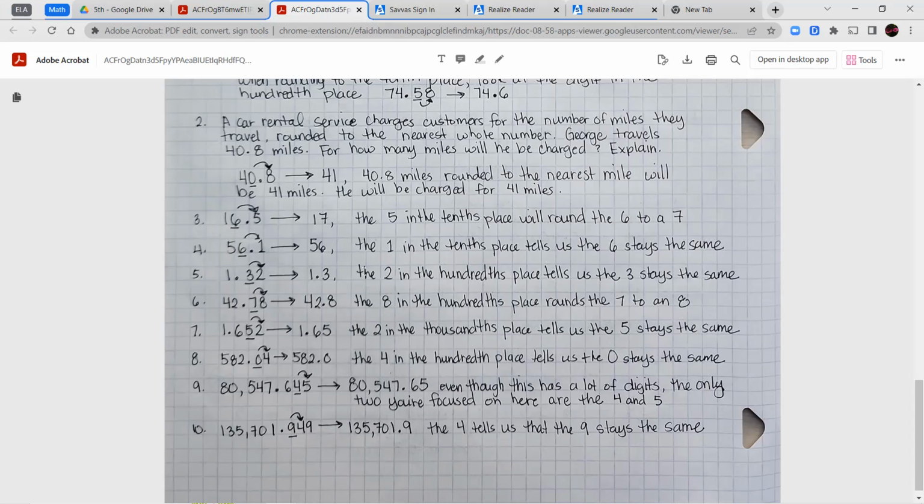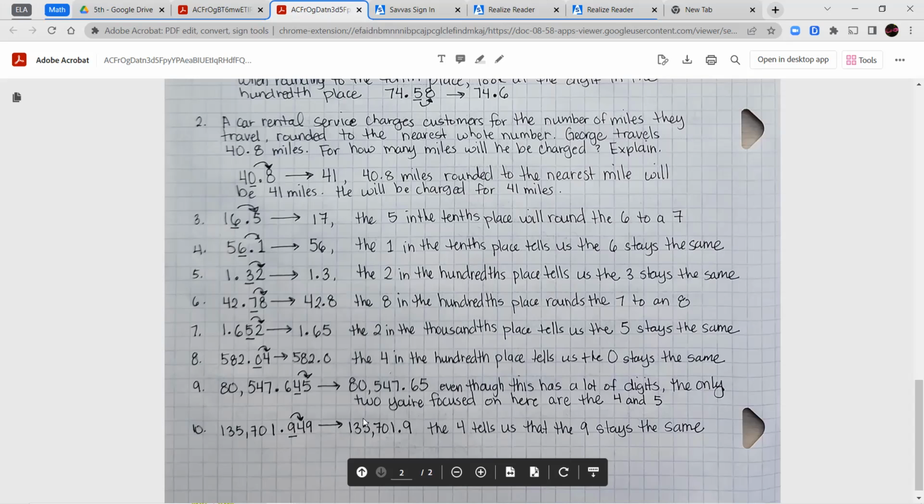The hundredths place has a 4 in it. That 4 in the hundredths place tells us that that 9 is going to stay the same. It's not going to change. So 135,701 and 949 thousandths is going to round down to 135,701 and 9 tenths. So that 9 stayed the same. Everything that came after it got dropped.